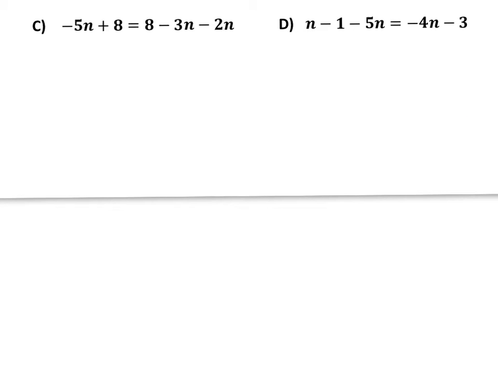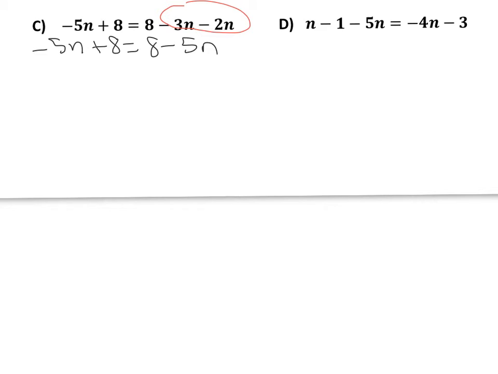Now, in example C, I have negative 5n plus 8 equals 8 minus 3n minus 2n. So in this problem, this time, I'm going to combine like terms. So I have negative 5n plus 8 equals 8 minus 5n, because negative 3n and minus 2n is negative 5n. So I want to make sure that my like terms are already combined.